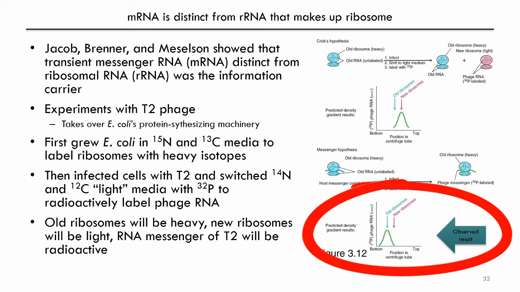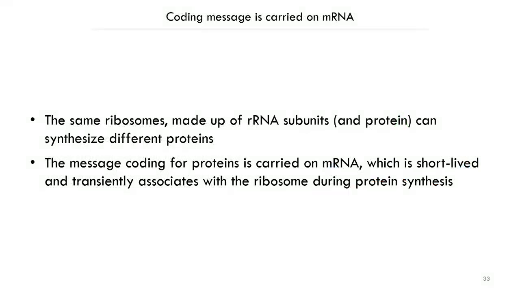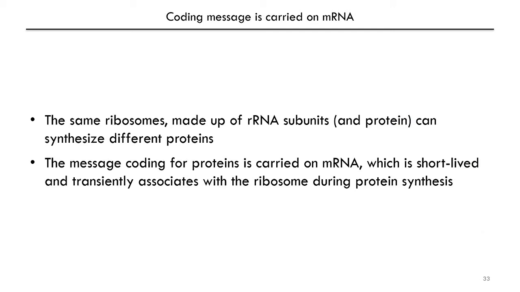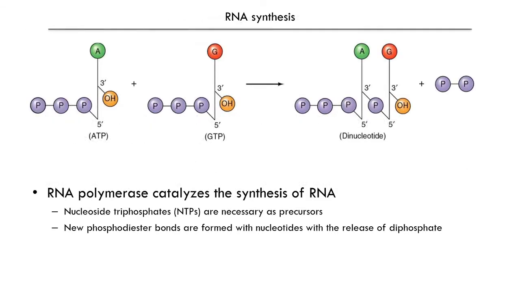And so Jacob, Brenner, and Meselson concluded that mRNA is distinct from the ribosomal RNA that makes up the ribosome. Their results implied that the same ribosomes, made up of rRNA and protein components, can synthesize different proteins. The message coding for proteins is carried on mRNA, which is short-lived and transiently associates with the ribosome during protein synthesis. So we have established that RNA carries the information from genes coding proteins to ribosomes, the protein synthesizing machinery.